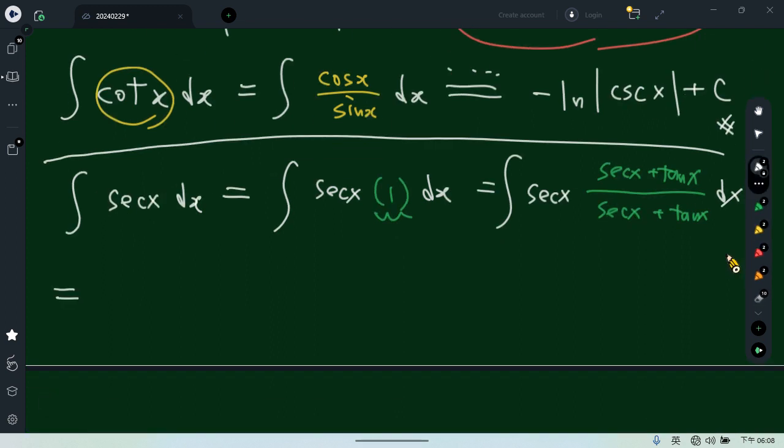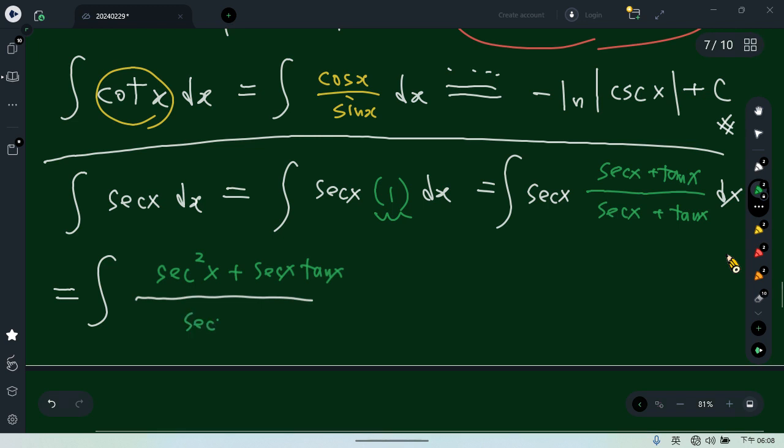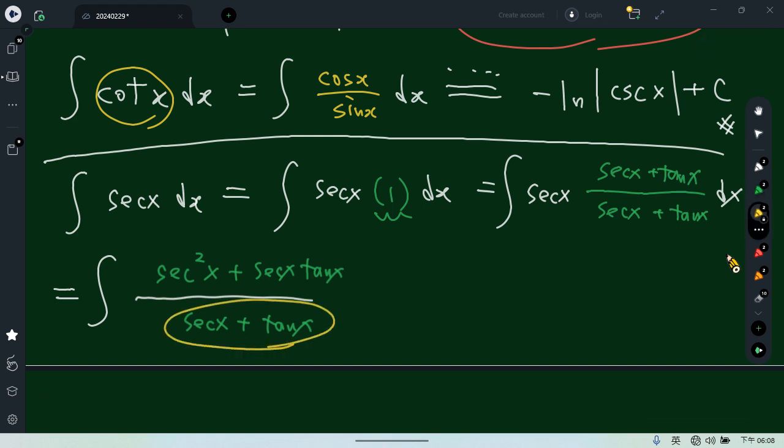Why do we do that? Because if we do so, we can get secant squared x plus secant x tangent x, over secant x plus tangent x, right? So you can see again here, if you regard the denominator as f of x, its numerator will be f prime x.